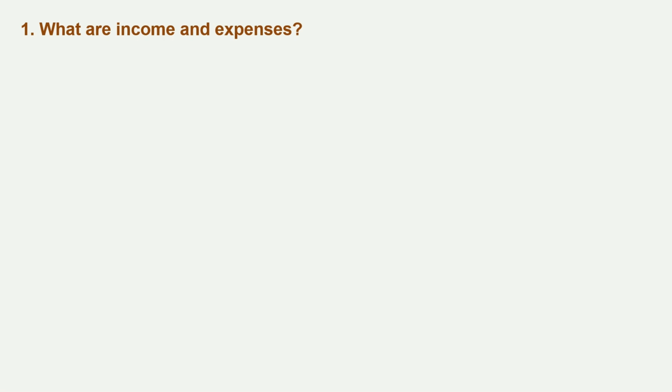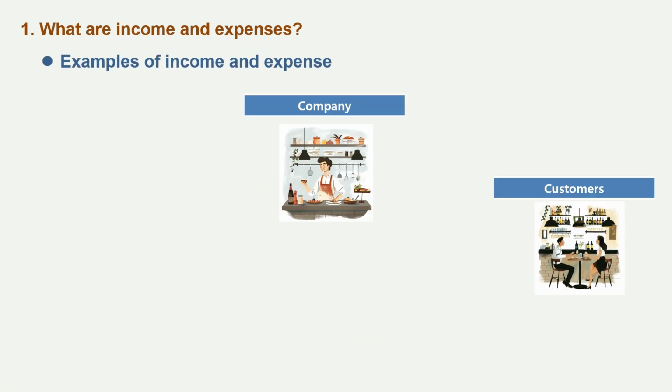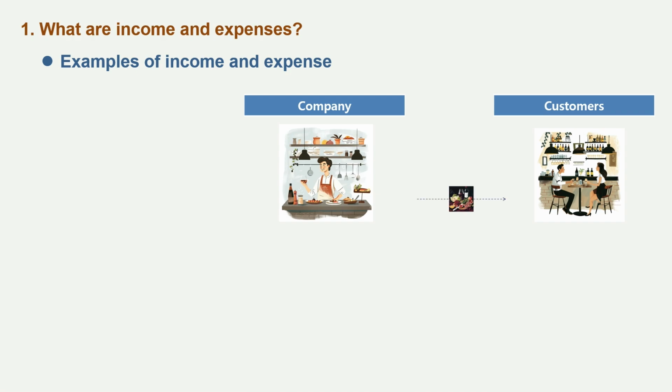I'll illustrate this with a simple example. Let's look at sales revenue as a good example of income. When a restaurant owner serves food and receives money from a customer, he increases an asset called cash. This is an increase in net assets, but it's not a capital transaction with shareholders, so it meets the definition of income. As an example of expenses, we have cost of sales.